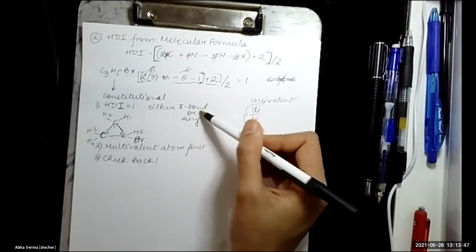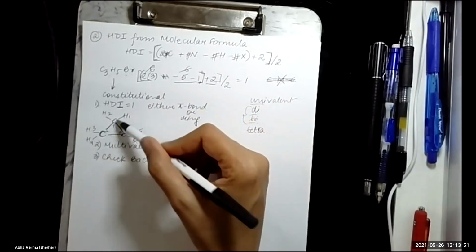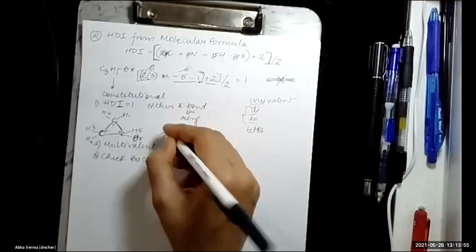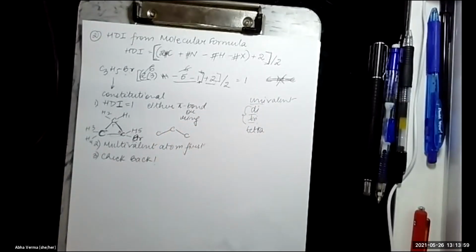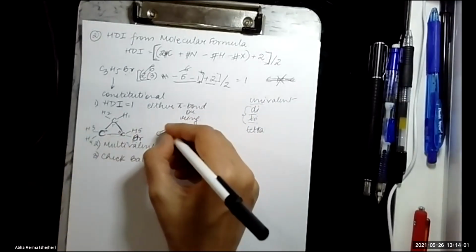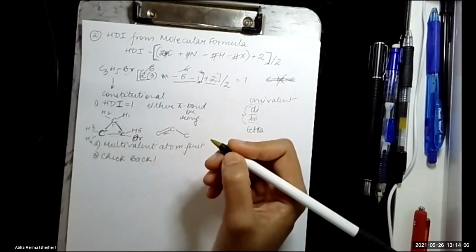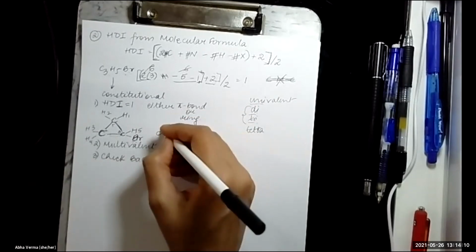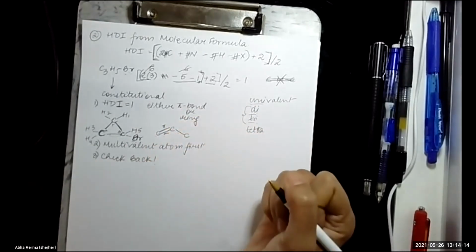What is the other constitutional isomer I could have? I can have a pi bond. Do you think I can have a pi bond within this structure? No. So I will have to draw a linear structure. And now I will give my double bond or pi bond. So the first bond that forms between 2 atoms is a sigma bond. The second bond that forms between the same two atoms is a pi bond.